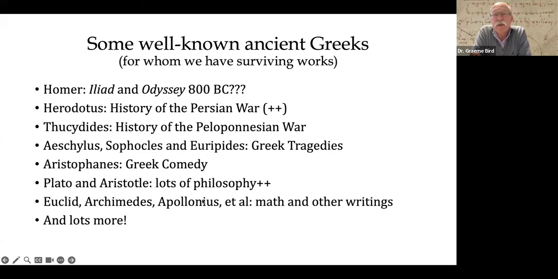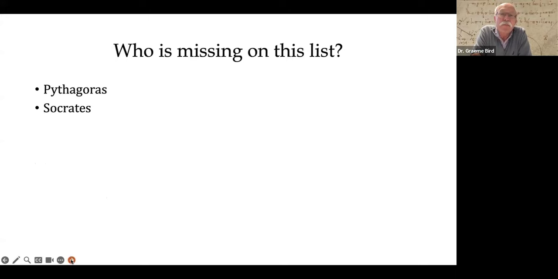So these are some of the most famous ancient Greeks, and the Greeks have contributed so much to our civilization, which is why they've fascinated me for so long. Now, Pythagoras and Socrates were not on the list. Can anyone tell me why? Even though they're really important, why did I not have them on the previous list? Apart from the fact that I couldn't fit everyone in.